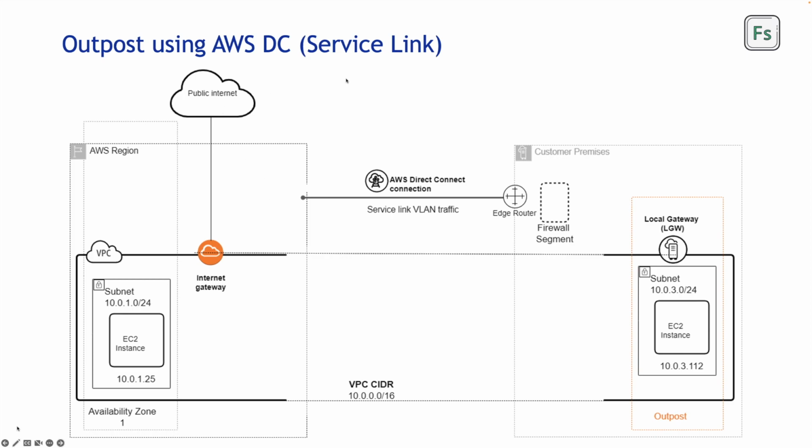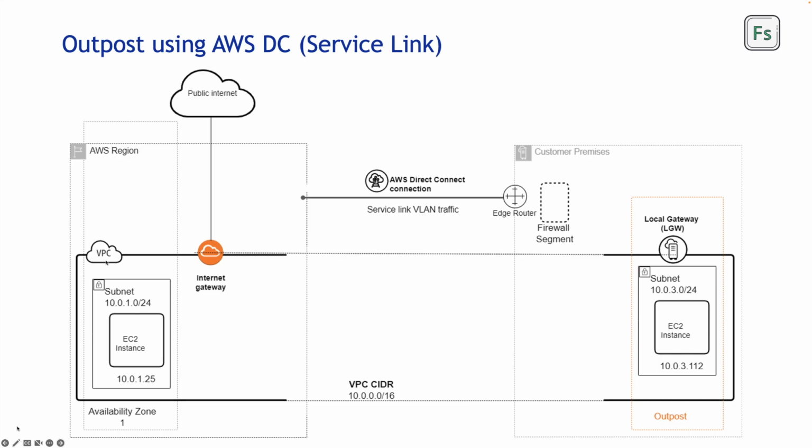Then we'll see briefly what kinds of service links there are. There are two different kinds of service links. One is using Direct Connect. As you can see in this diagram, we have the customer premises and the AWS region, and they're connected through AWS Direct Connect. This diagram is a bit more elaborate, but again it's the same thing.